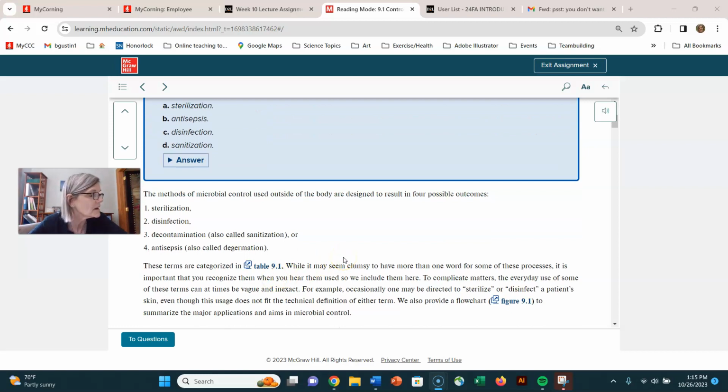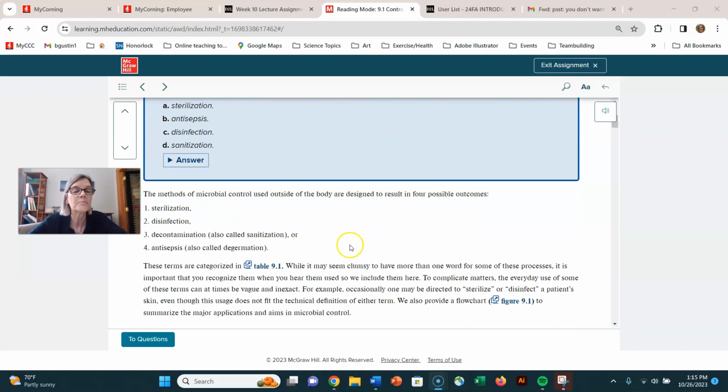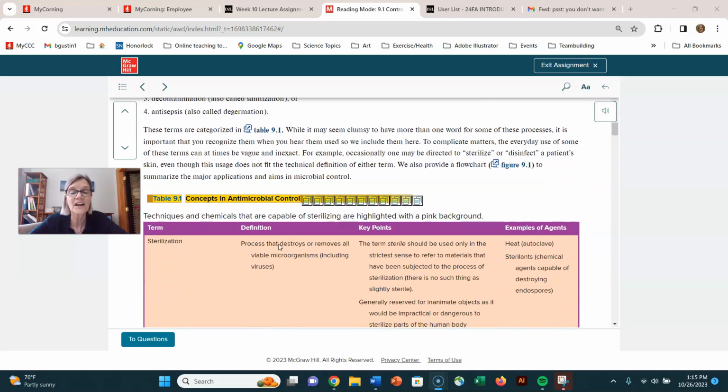So I'm in section 9.1, and it just asks you to define a lot of the vocabulary. It says the methods of control used outside the body are designed to result in four possible outcomes: sterilization, disinfection, decontamination, also called sanitization, and antisepsis, also called degermation. And so we're going to talk about those.